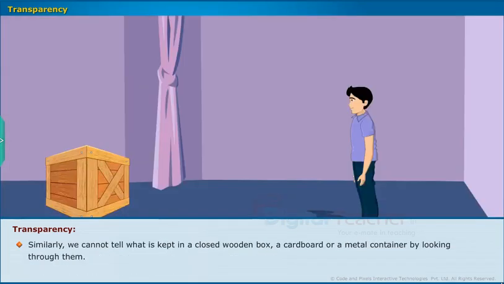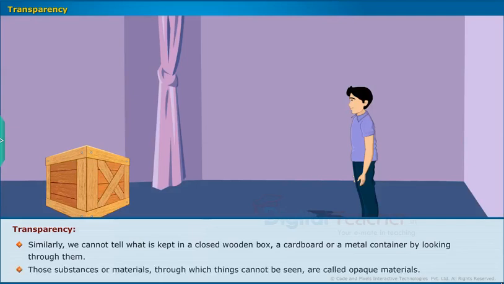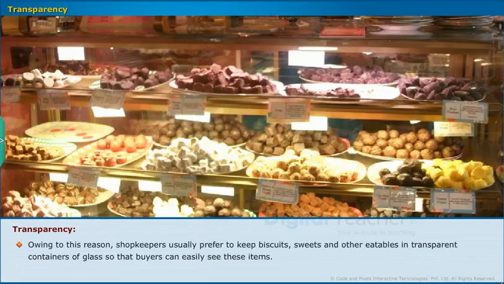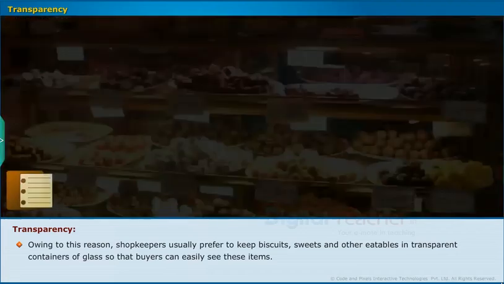Similarly, we cannot tell what is kept in a closed wooden box, a cardboard, or a metal container by looking through them. Those substances or materials through which things cannot be seen are called opaque materials. Owing to this reason, shopkeepers usually prefer to keep biscuits, sweets, and other eatables in transparent containers of glass so that buyers can easily see these items.